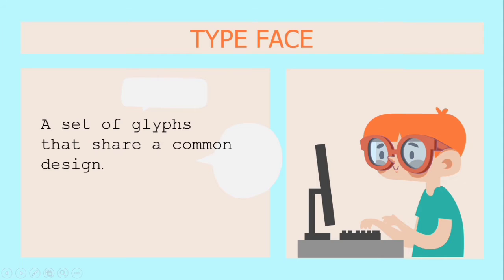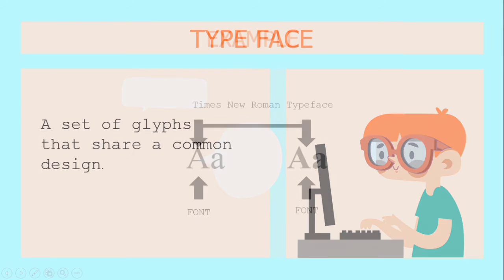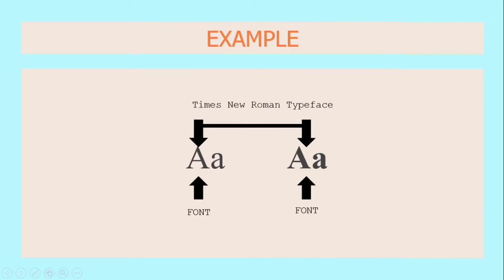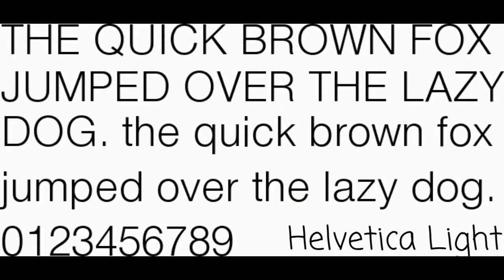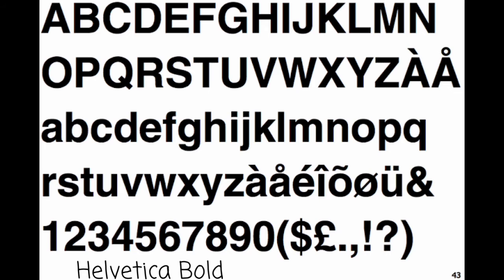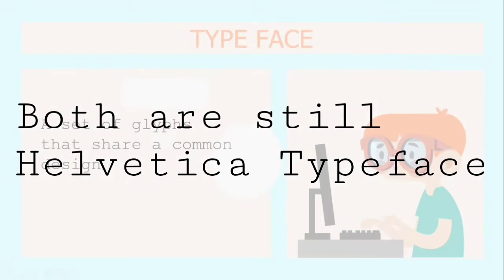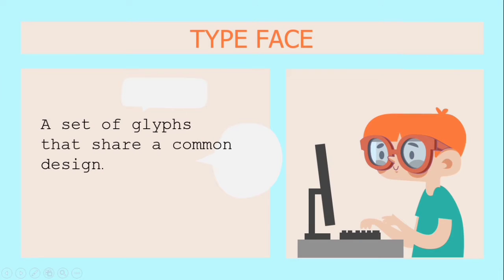A typeface is a set of glyphs that share one common design, and a font is a particular set of glyphs within the typeface. For example, a light Helvetica font is different from a Helvetica bold font. However, they are still the same and a part of a typeface called Helvetica. So a font is a set of glyphs within a typeface, while a typeface is a set of glyphs.